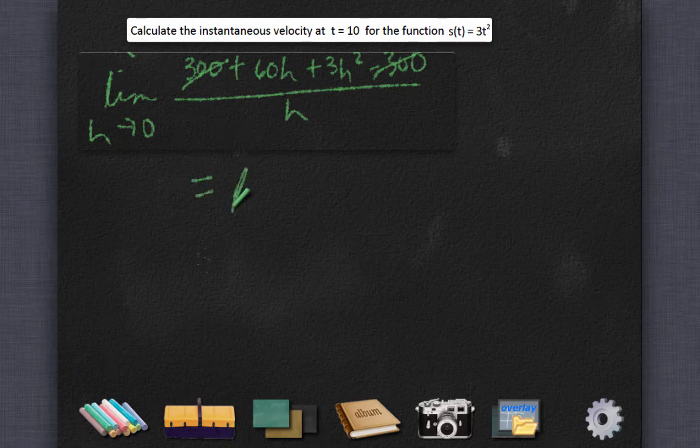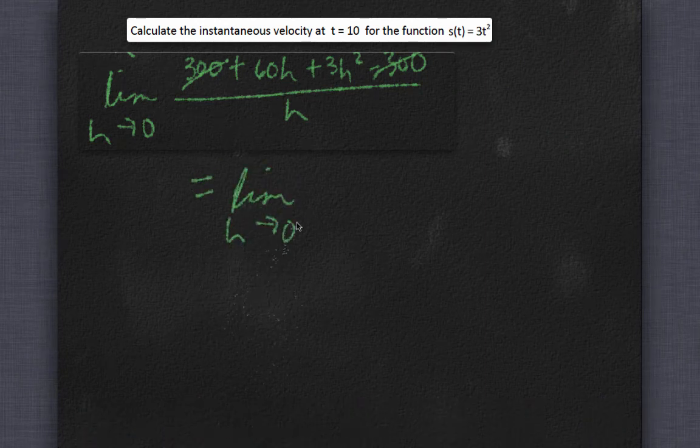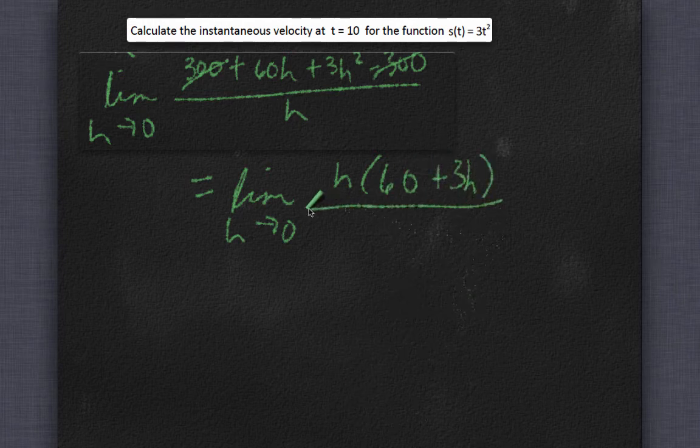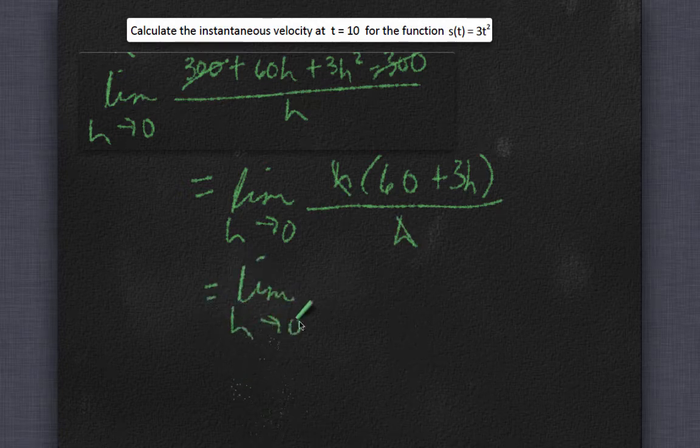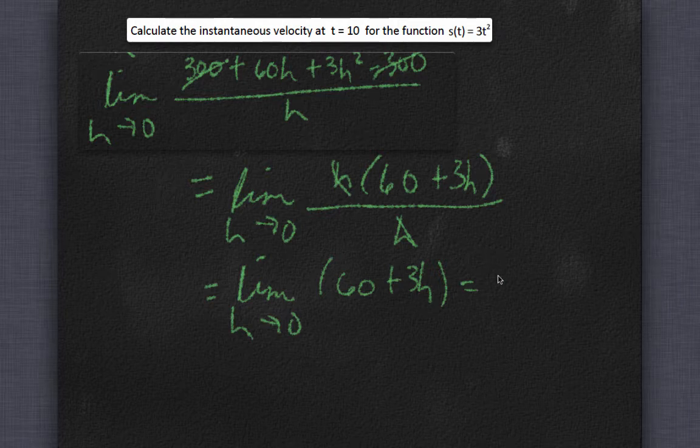Okay, so this equals the limit as h goes to 0 of, I'm going to factor out an h on the top, because remember my goal is to get rid of it, and now I have one everywhere. So 60 plus 3h over h, and now I can cancel these. So the limit as h goes to 0 of 60 plus 3h, and now I can plug in. So I plug in 0 for h, and I get just 60, which is what we thought it was at any rate, but now we've proven that it is.